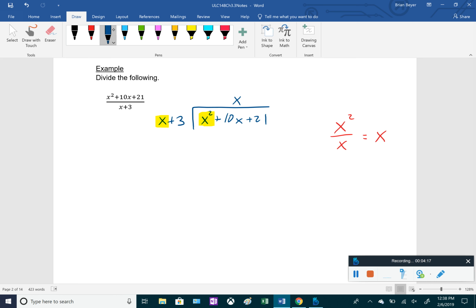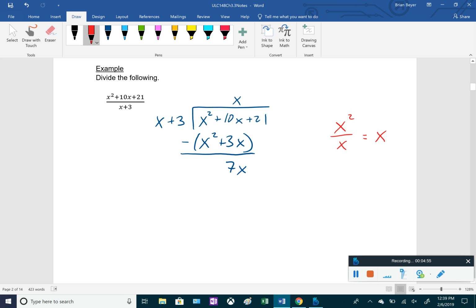Then I'm going to multiply that x by the divisor. So x times x plus 3 is x squared plus 3x. And then we subtract it. Don't forget to put parentheses around the x squared plus 3x because we're subtracting both terms. Now we actually subtract them. x squared minus x squared is 0. Those cancel, which is what should happen every time. And then 10x minus 3x is 7x.